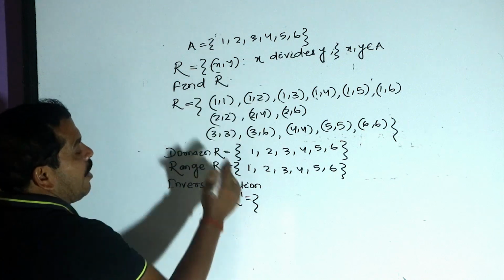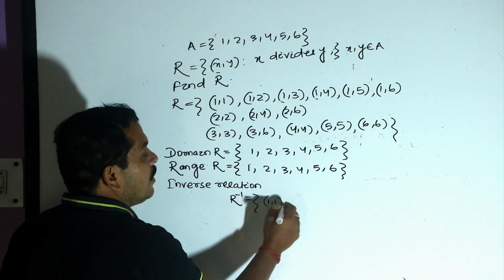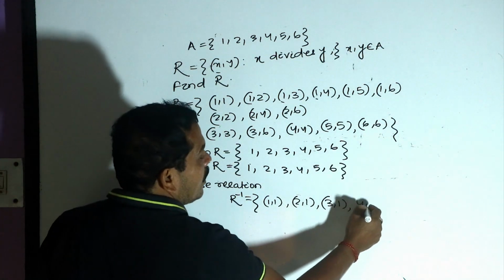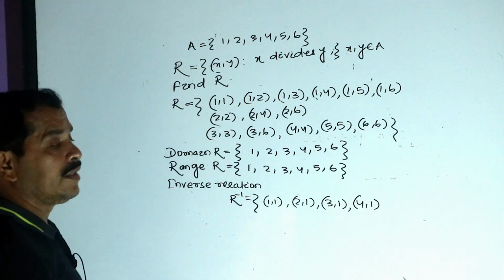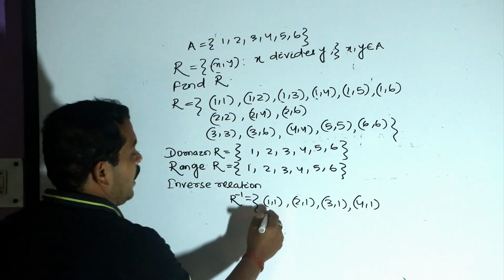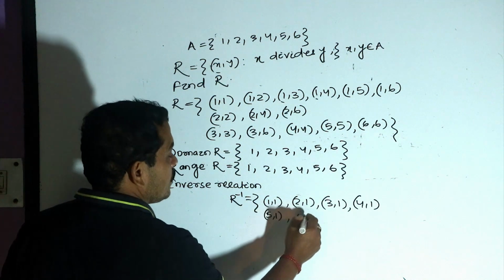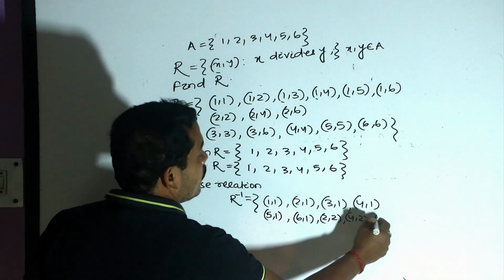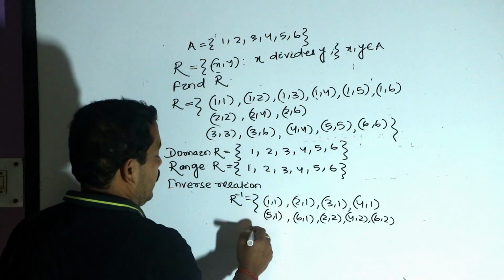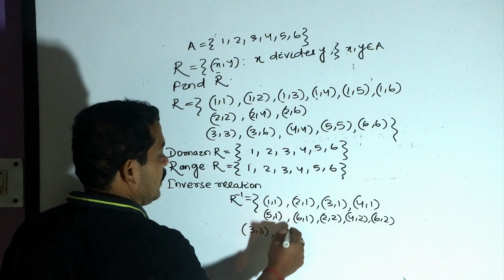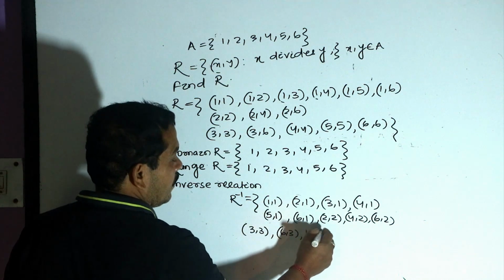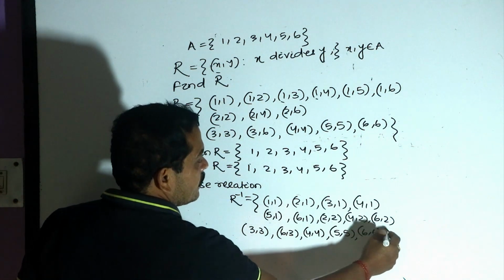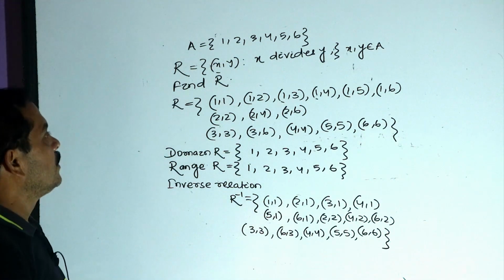We have to interchange the order pair only: (1,1), (2,1), (3,1), (4,1), (5,1), (6,1), (2,2), (4,2), (6,2), (3,3), (6,3), (4,4), (5,5), (6,6). Just reverse the order pair. That is the inverse relation.